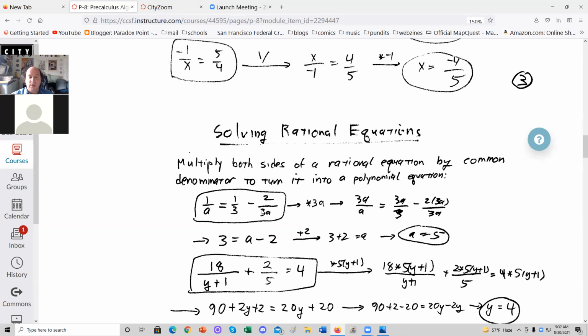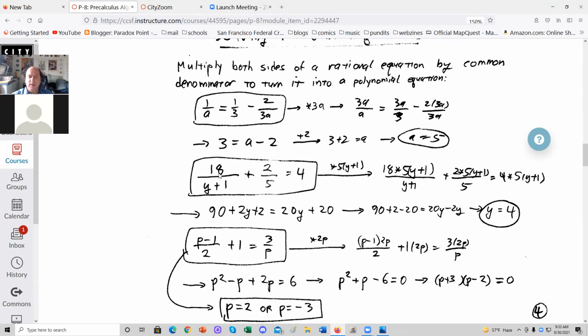Okay, 1 over a equals 1/3 minus 2 over 3a. The common denominator is 3a, 3 and 3a. So multiply by 3a and get 3a over a equals 3a over 3 minus twice 3 over 3a. This cancels to a 3, this cancels to an a, this cancels to a 2. 3 equals a minus 2. Add 2 to both sides. A is 3 plus 2. A is 5, and there that is.